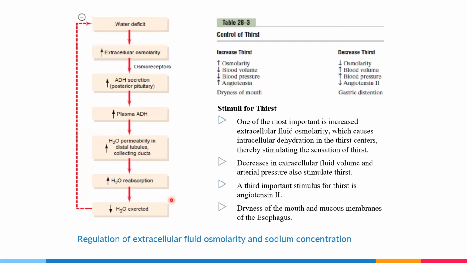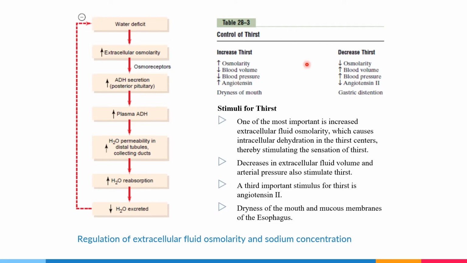Water reabsorption increase has a direct effect in decreasing excreted water in the urine, and thus this increased water reabsorption helps in dealing with the water deficit that caused the feedback loop to start. Hence, the whole extracellular fluid water concentration, volume, and osmolarity is maintained by the osmoreceptor ADH system.